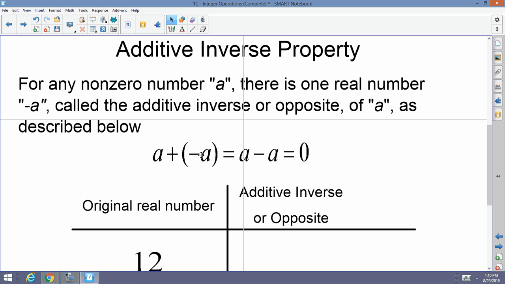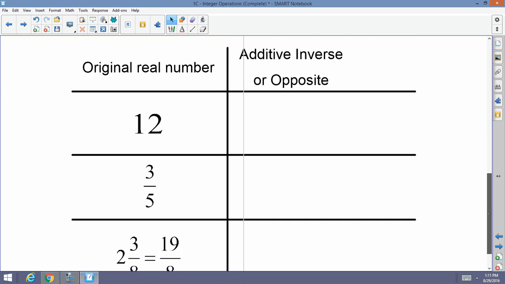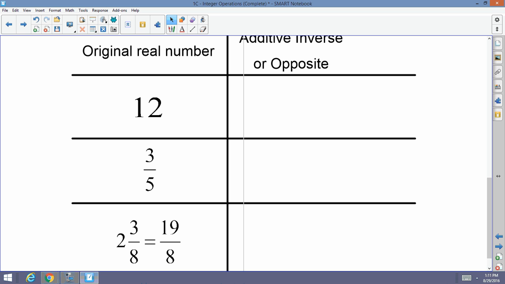And it basically states that when I have A plus a negative A, that really equals A minus A, which equals 0. When you add a number times its opposite, it will be 0. Now, how do you know if a number is opposite? Well, you literally just change the sign.